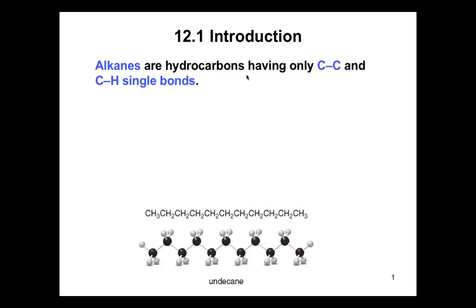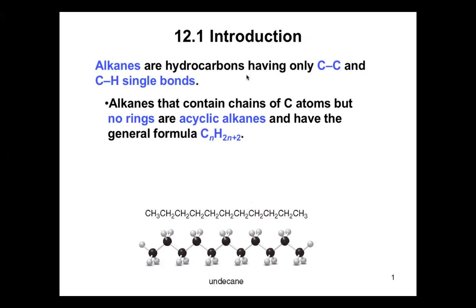Okay. To start with, we have alkanes. So if you recall, last week we discussed na yung alkanes are considered as hydrocarbons made up of carbon and hydrogen atoms, pwedeng carbon to carbon bond or carbon to hydrogen bond. And then alkanes that contain chains of carbon atoms but have no rings are considered as acyclic alkanes. And these acyclic alkanes, they have the general formula CnH2n+2.